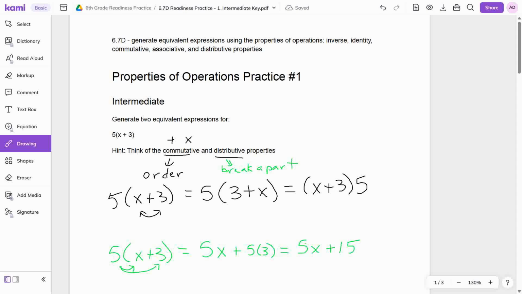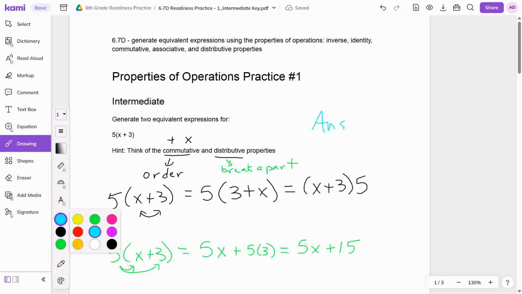So those are different expressions that we can write using the commutative property or the distributive property, but I will say your answers may vary. So if you have some equivalent expressions that are not here, then you still might have it correct. You're just wanting to use some of these properties.